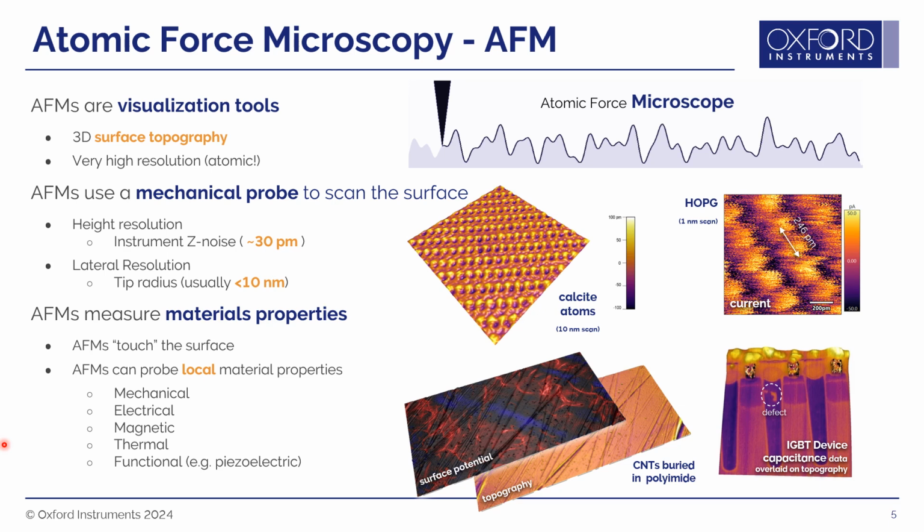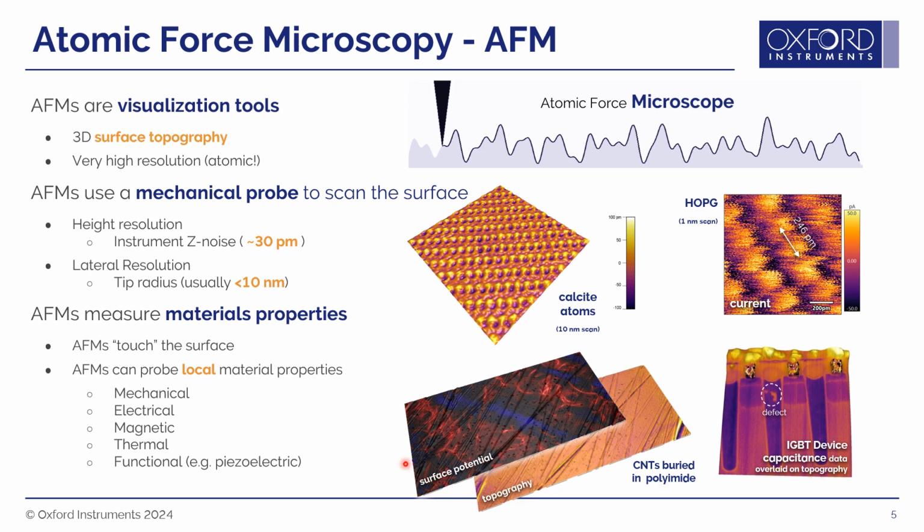Because the AFM tip directly touches the surface, we can use it to measure more than just topography. We can use it to measure mechanical, electrical, magnetic, thermal, and functional properties of materials. This has made AFM a powerful tool in fields ranging from 2D materials to polymers to microelectronics. Some examples here showing that AFM can achieve atomic resolution on some samples. Here it's a calcite crystal face. Here is an ultra-high resolution current image of graphite atoms with a scan size of only 1 nanometer.